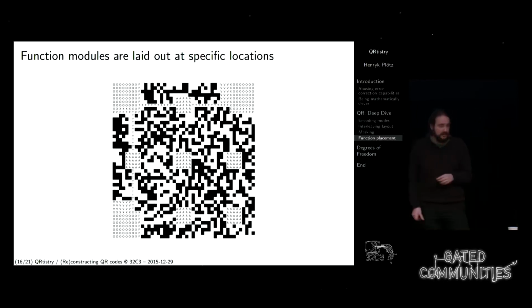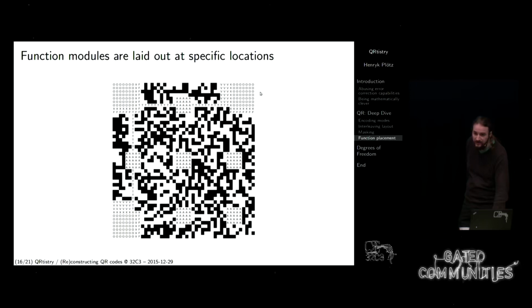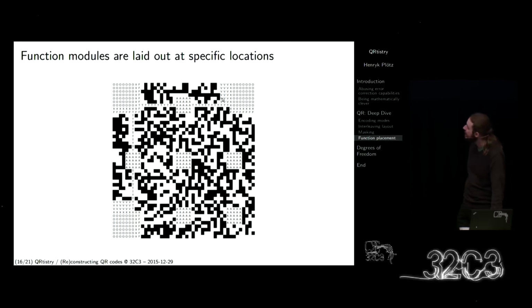This is another debug output from my code. From my program, it tells you where the function modules are. We already saw the finder patterns in these corners. Right next to it is the format information. Those are the Fs. It's here. And there's a second copy down here and over here. So even if you cut off one of these corners, it will be okay. There's a version information here and here. So even if you cut off one of those corners, it will be okay. And those are the alignment patterns and the timing pattern.